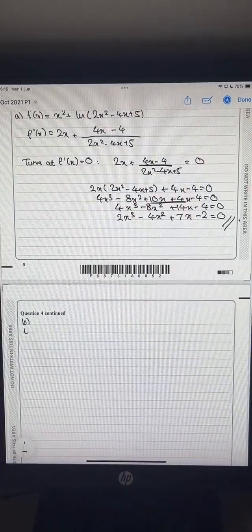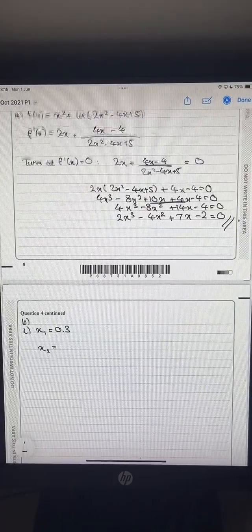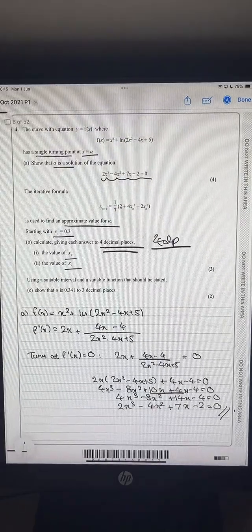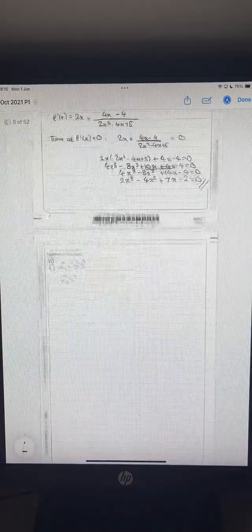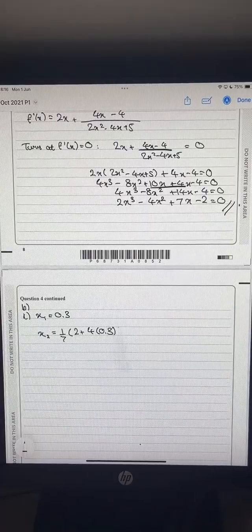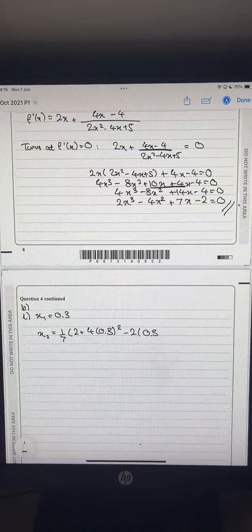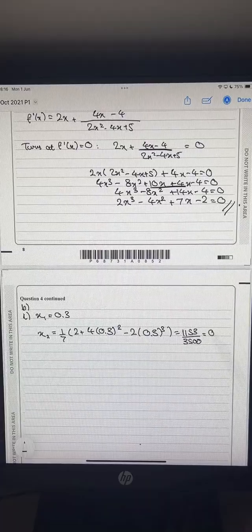So for part B, part 1, I know that x1 is equal to 0.3. x2 is going to be equal to, let me just bring the formula up, 1/7 (2 plus, and then wherever I have my xn, I substitute in my previous term. So I get 1/7 multiplied by (2 plus 4 times 0.3² minus 2 times 0.3³). These are where I had my xn's, and this is x(n+1). Put that into my calculator, I get 1153 over 3500. That gives me 0.3294 to 4 decimal places. So that's my answer to part 1.